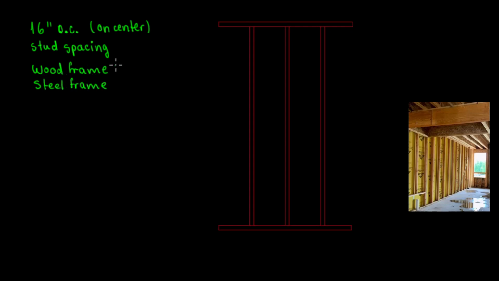Most of the time in residential, we're going to have wood framing, and then steel framing for commercial. So we have wood frame, steel frame, stud spacing, 16-inch OC, which means on center. On the right side we have the framing for the wall. We're talking about the wall here, so everything is related to the wall.